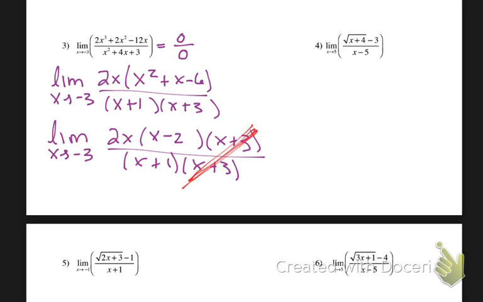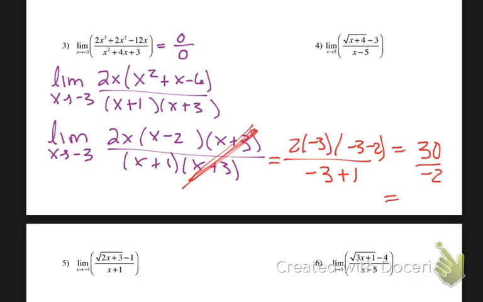Now if we substitute -3, let's see, we'll have 30 in the numerator and -2 in the denominator. So the limit is -15.